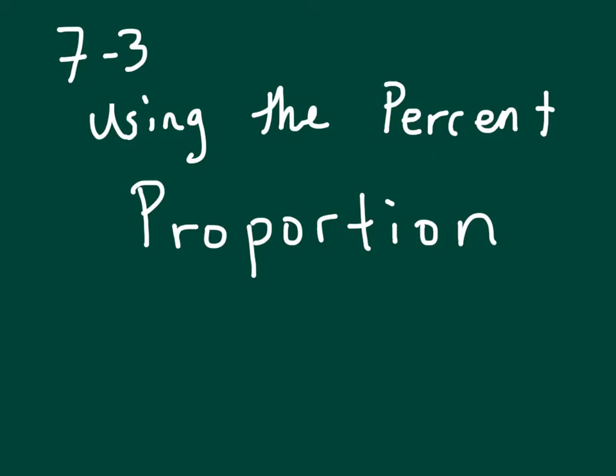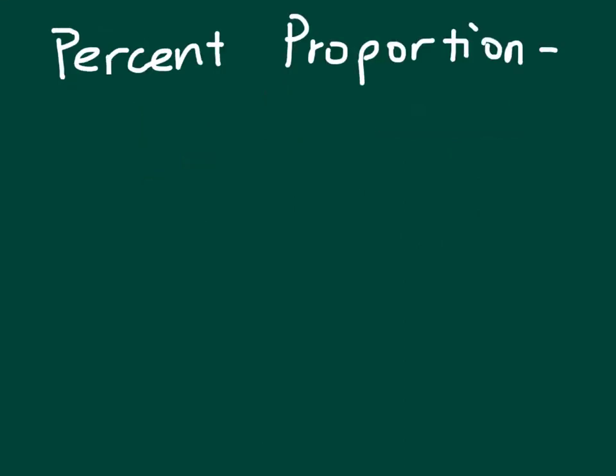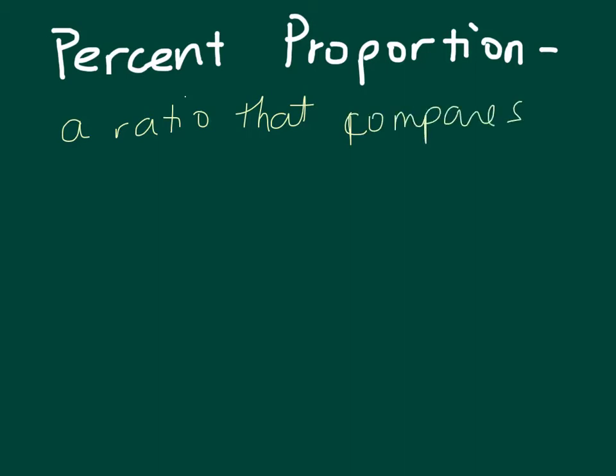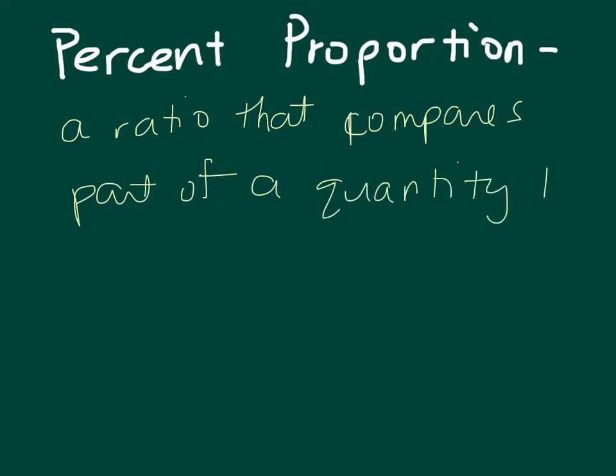Chapter 7, Lesson 3, using the percent proportion. Okay, so the first thing that we're going to look at is what is a percent proportion. A percent proportion is a ratio that compares part of a quantity or an amount to the whole quantity.